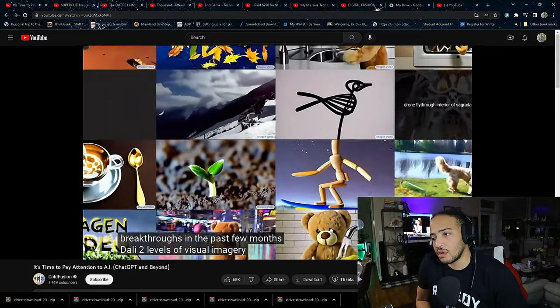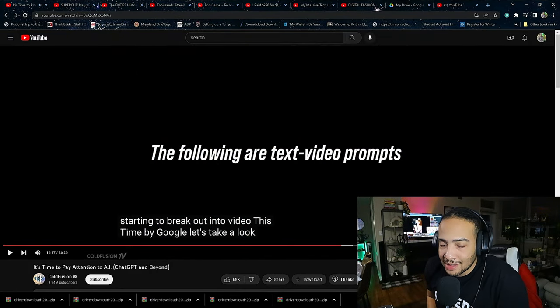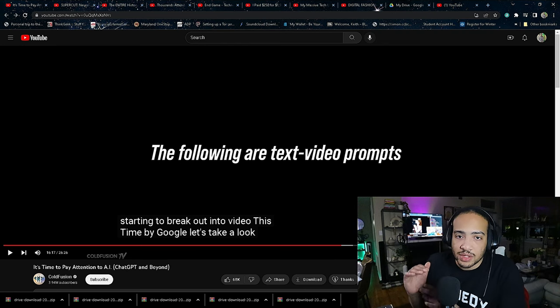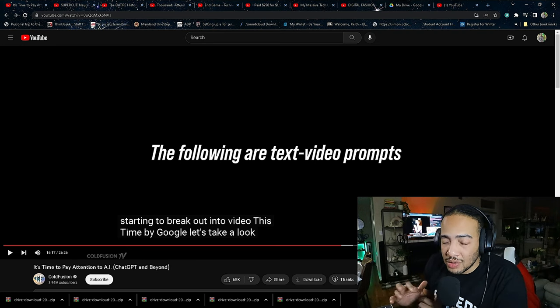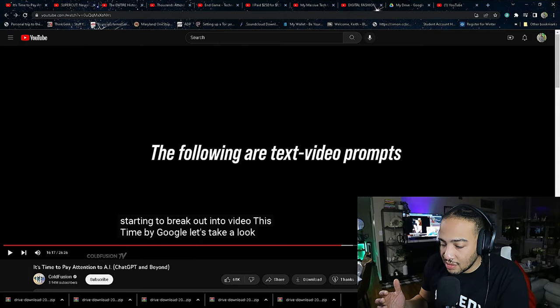DALL-E 2 levels of visual imagery are starting to break out. This is crazy. By Google. Let's take a look. I can immediately tell this is AI generated. That was AI generated art. Okay, so anyway, the following are text to video prompts. So before we were doing text to picture, and it's really good, but you can still tell it was made by a robot, right? This is text to video.